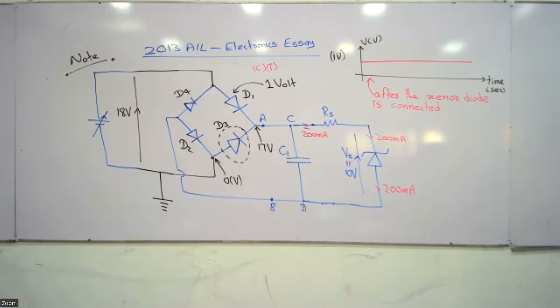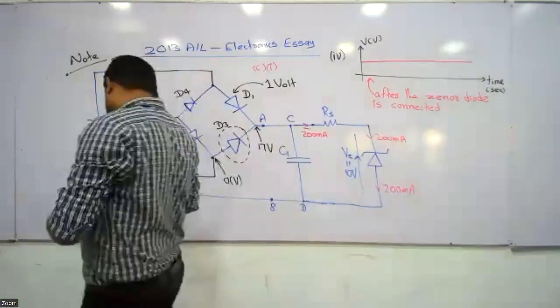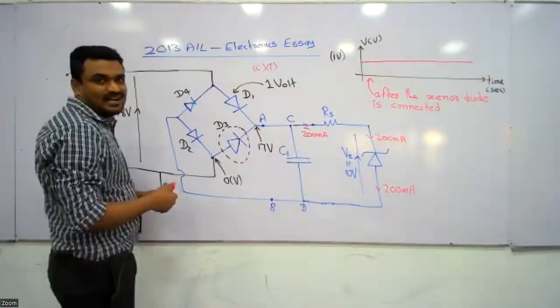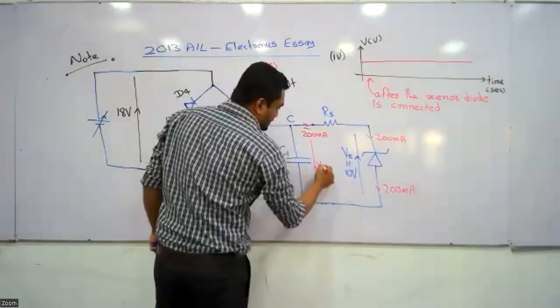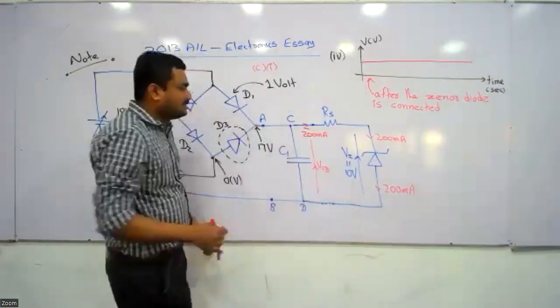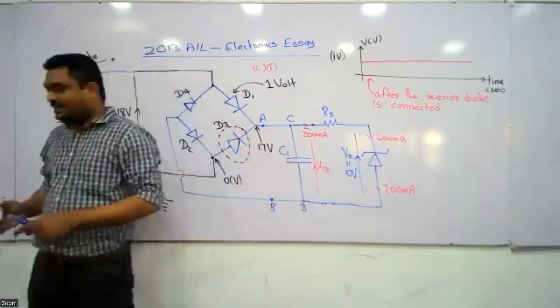Now I am going to ask you a very important question. Listen to me carefully. Let me mark this voltage as VCD. VCD is the potential difference across the capacitor. Mark it.